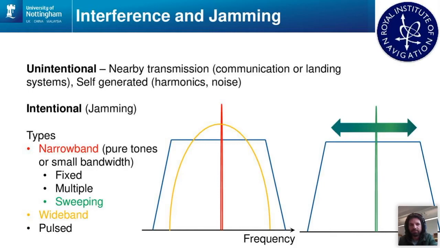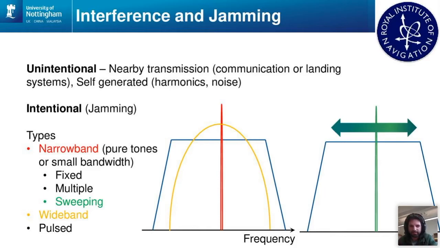And both of these we can deal with to a certain extent in the receiver. The harder one is generally the intentional one, because people have actually thought about how to cause us the worst effect inside the GNSS receiver. But what I want to point out here is that even within interference, you have many different types.